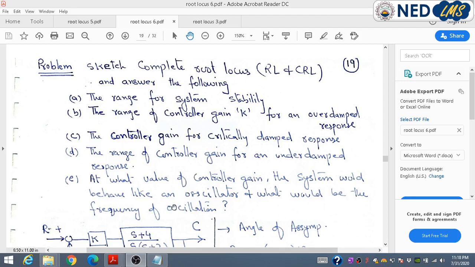and we also identify whether the given system can be designed as an oscillator. If it is designed as an oscillator, then what would be the frequency of oscillation?